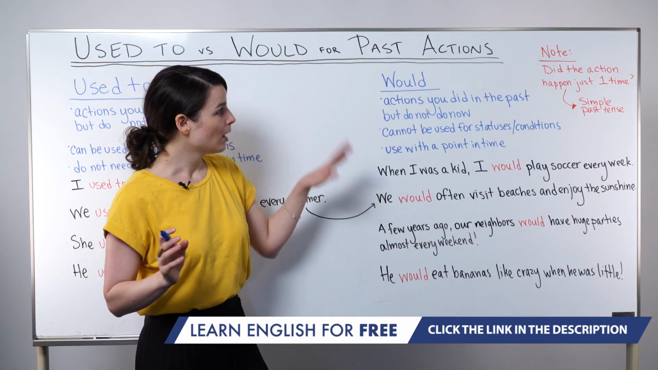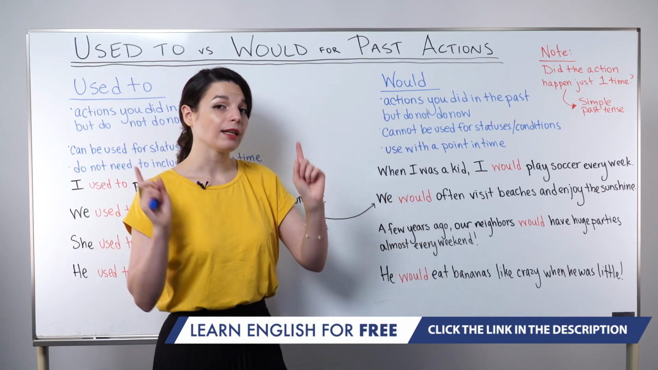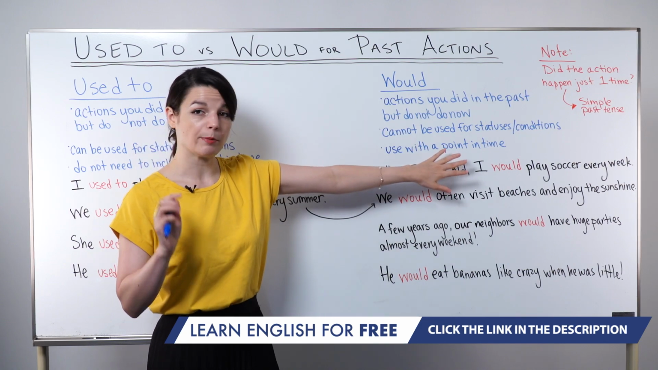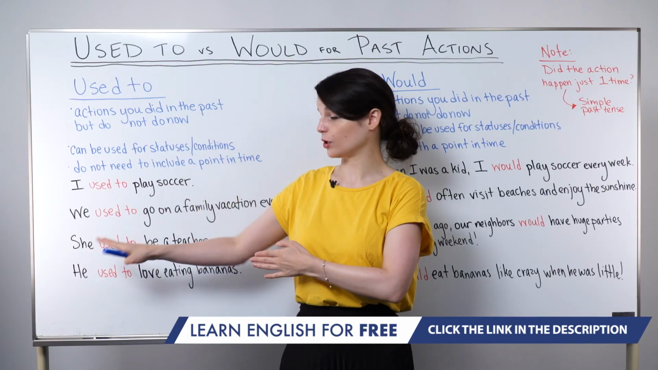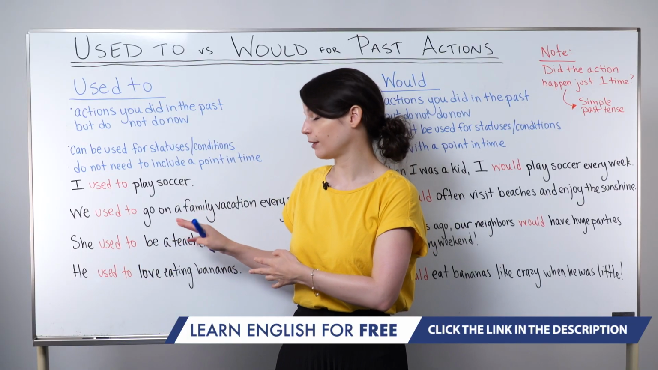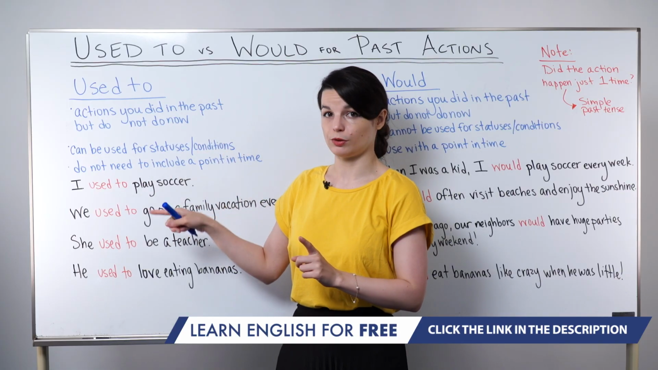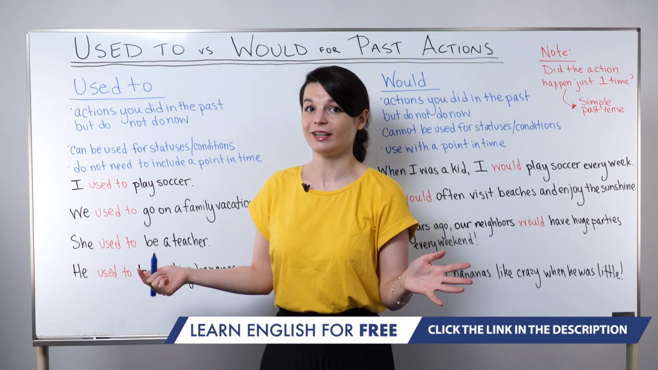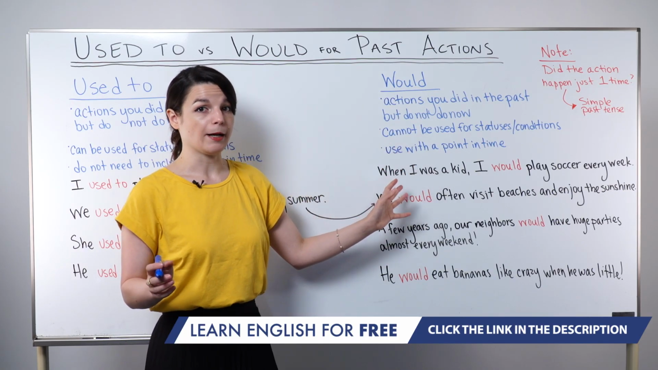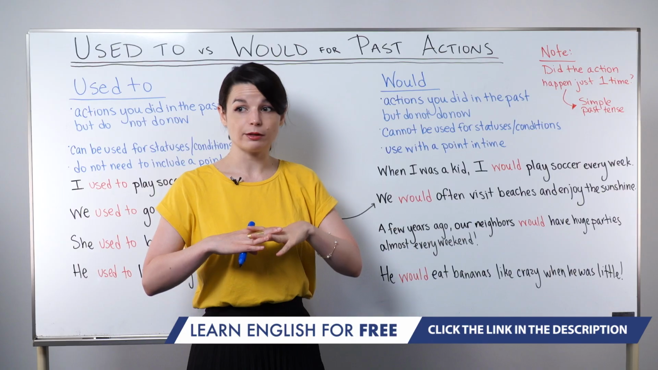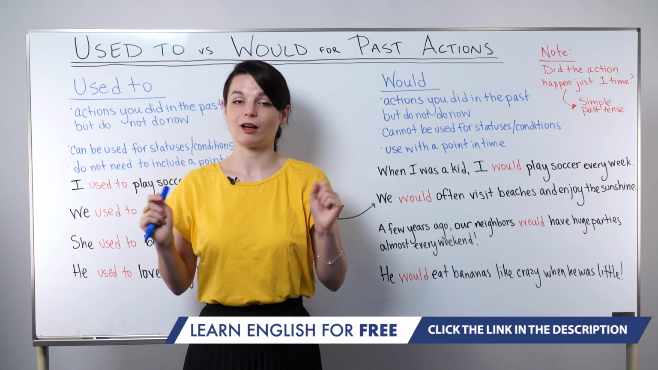So in sum, used to and would are both used to talk about past actions, but we cannot use would to talk about statuses and conditions. We can use used to talk about statuses and conditions. We don't need to include a point in time when we're talking about used to, though it is very natural to do that. And when we use would, we do use it with a point in time, and it can be in the same sentence or it can be from earlier in the conversation where we understand the context.